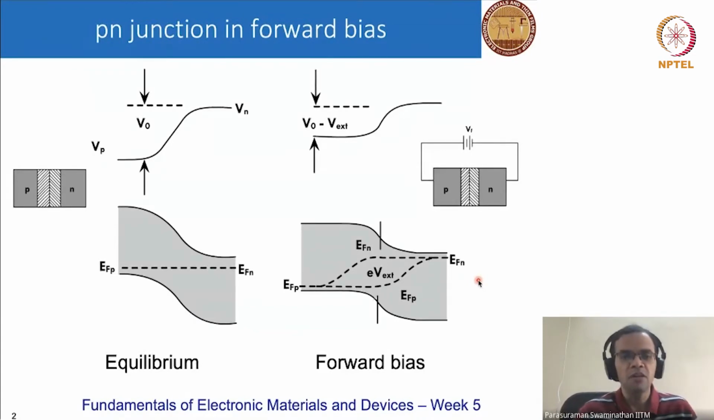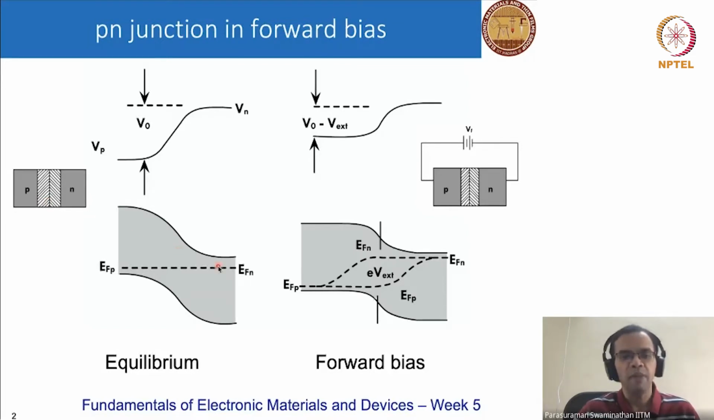We saw earlier that in a p-n junction at equilibrium, the Fermi level tends to line up. There is a depletion region that is created at the interface. The depletion region exists in both the p side and the n side, and the width of the depletion region is inversely proportional to the concentration of the dopants.